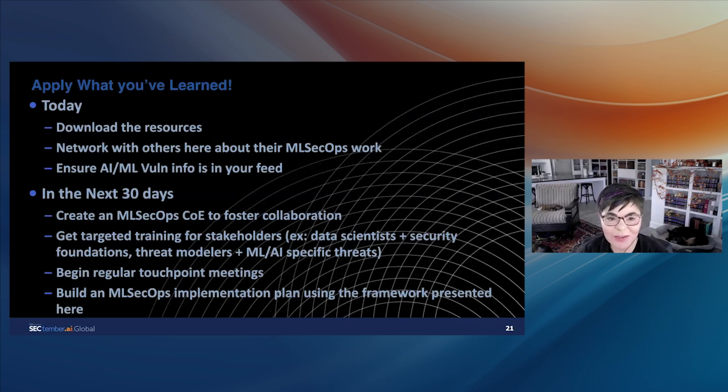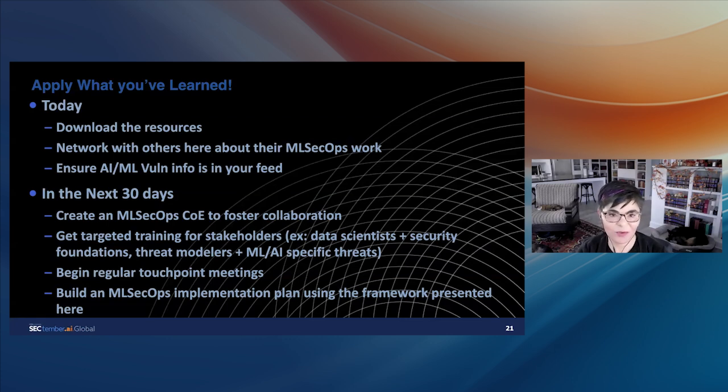So how can you apply what you've learned? I hope you got excited a little bit about machine learning. I hope it feels a little bit less scary and a little bit more like, oh yeah, we got this. We're security. We know how to secure life cycles. This is another life cycle, another set of tooling that we need to secure. There are some resources that are on the next slide that I'll share. Download those, start reading them.